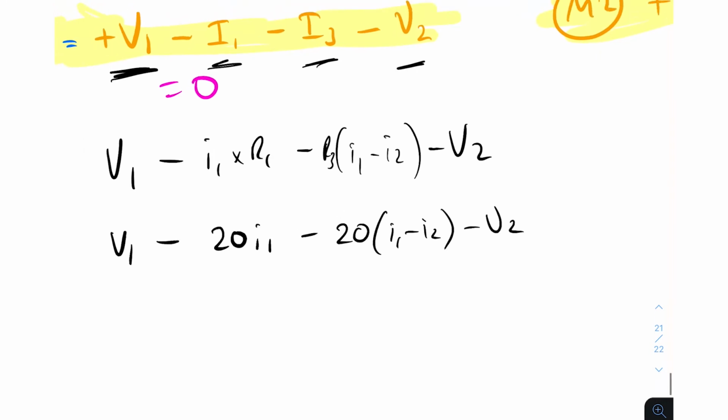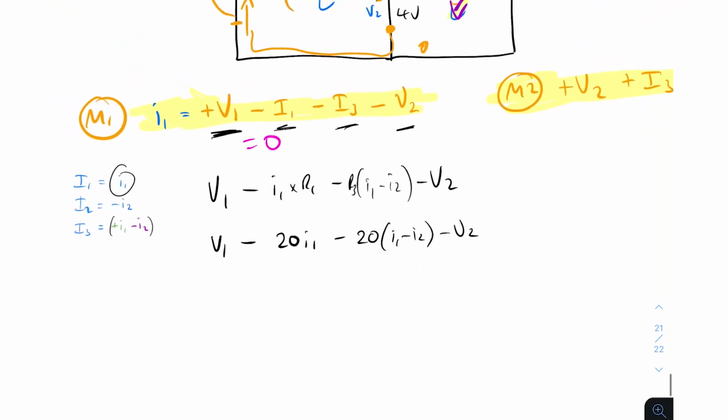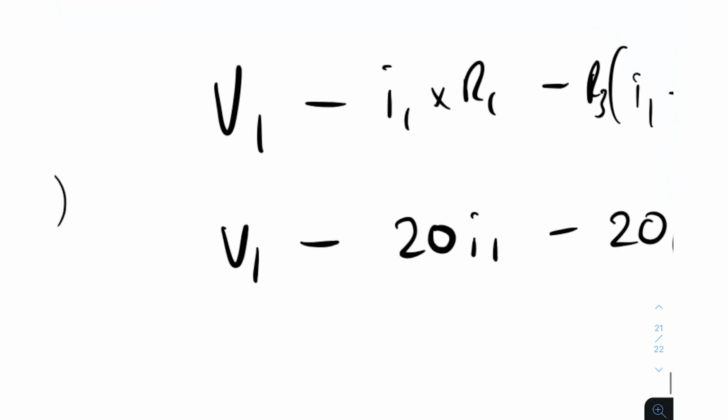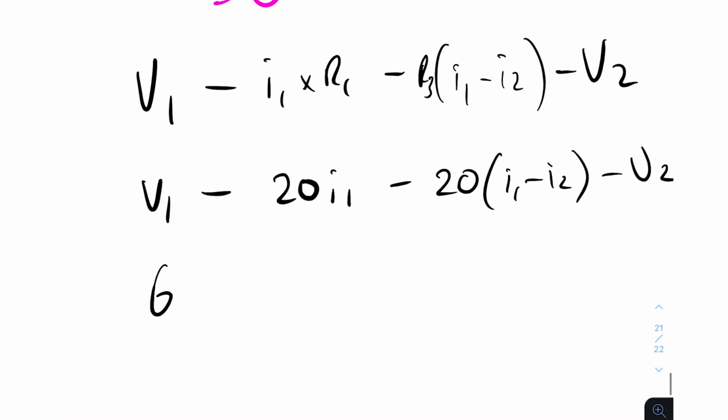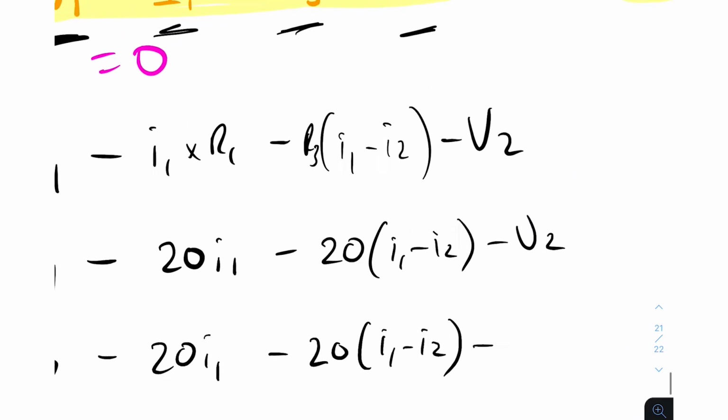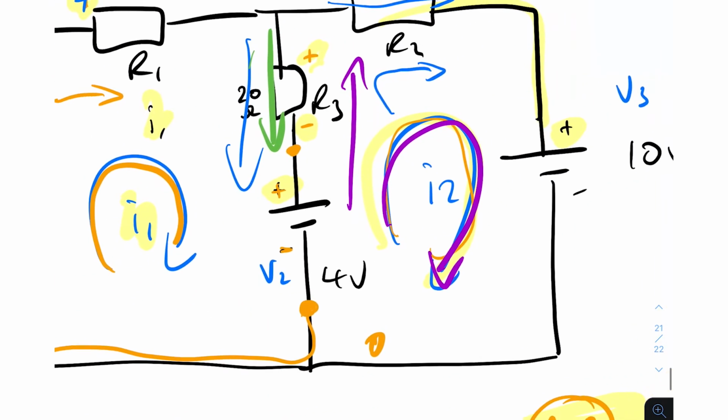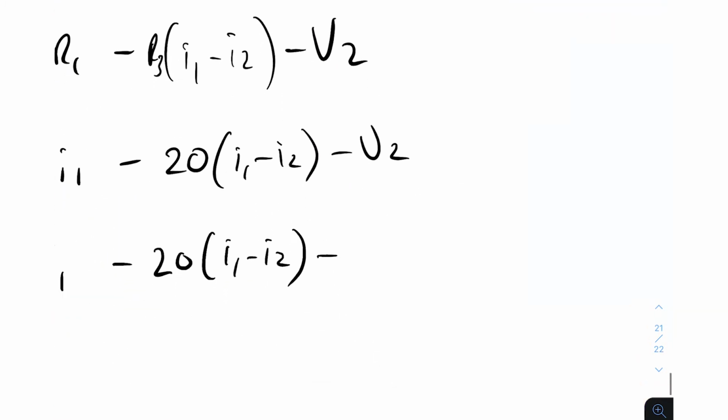Okay, then we can substitute in the values for the voltages. So remember, we have these values. V1, the voltage, is already 6. So we can say 6 minus 20 I1 minus 20 times (I1 minus I2), and then minus V2. What's the value of V2? 4 volts.